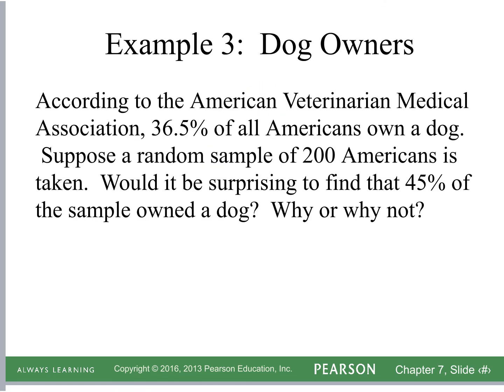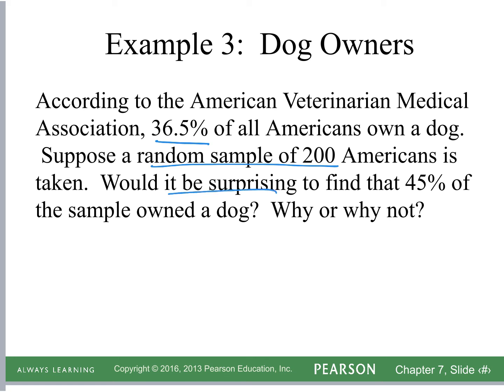Okay, last example. According to the American Veterinarian Medical Association, 36.5% of all Americans own a dog. Suppose a random sample of 200 Americans is taken. Would it be surprising to find that 45% of the sample owned a dog? Why or why not? So this question is asking, would it be surprising?